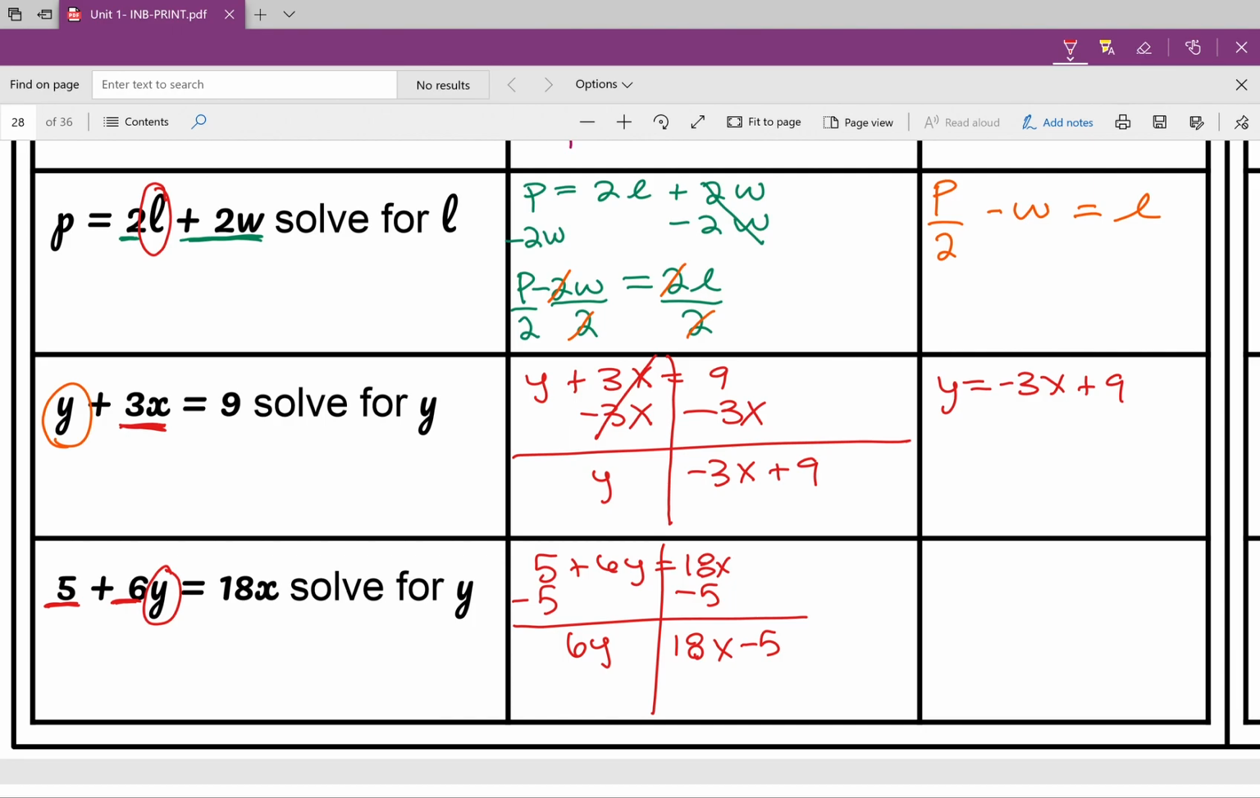Then my last step is divide by 6. Remember, I'm going to divide each of my terms by 6 to see if I can simplify anything. So I know that these 6's go away, and I know that 18 divided by 6 is actually 3. So if I'm rewriting my equation, I have y is equal to 3x minus 5 over 6. And that's my answer.